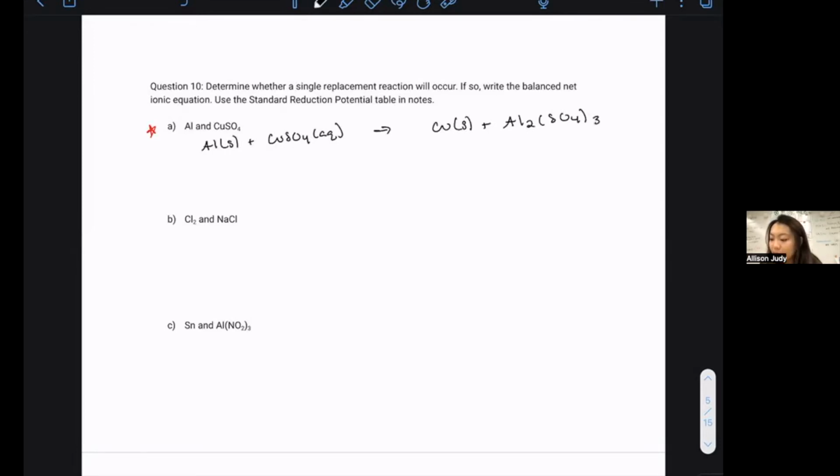And then of course we'd have to balance this equation. So we would see that we need 3 coppers and 2 aluminums and 3 CuSO4 if you were to balance all of this in order to follow the law of conservation of mass. Now we're going to break this up into the respective ions, and that will help us identify which species is actually being reduced and which species is actually being oxidized, or the net species.